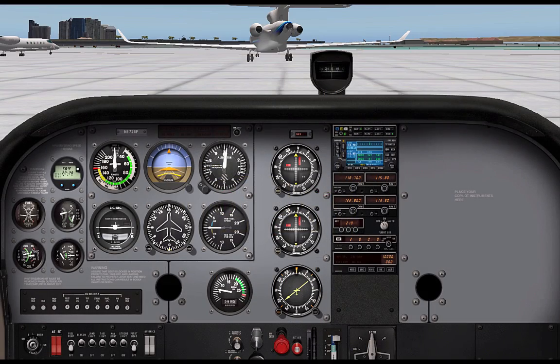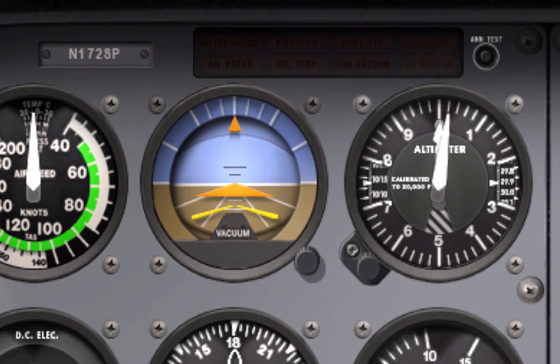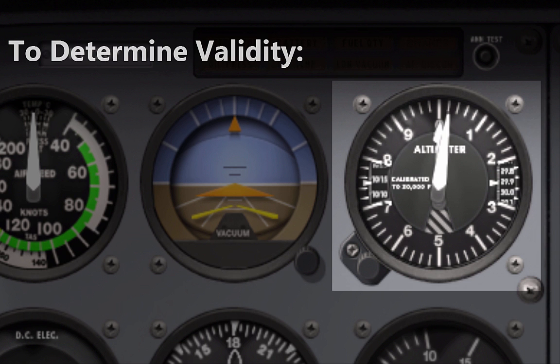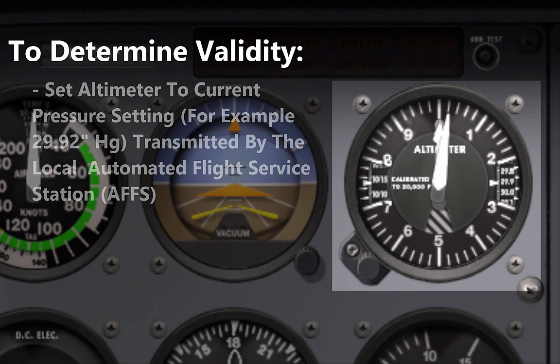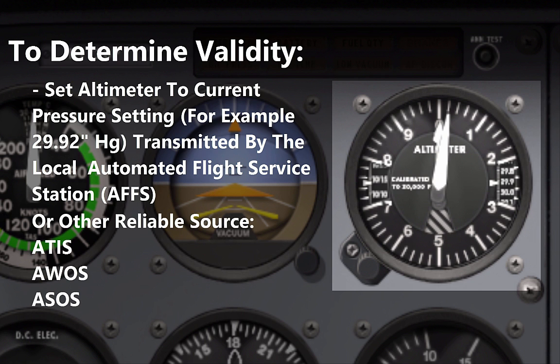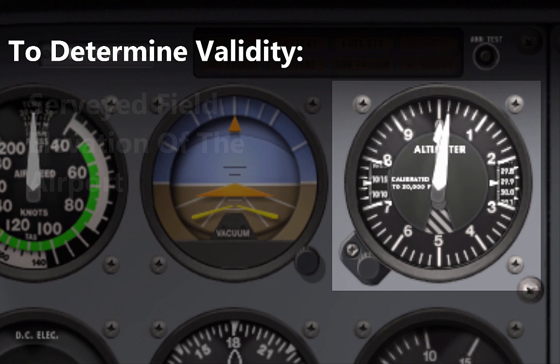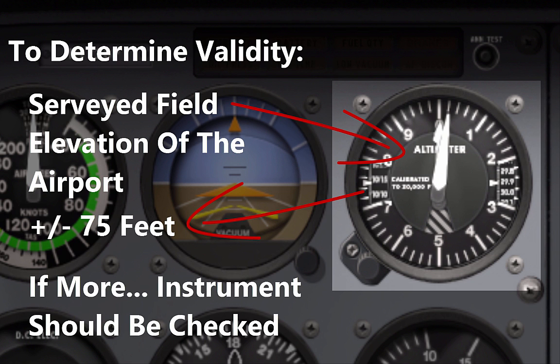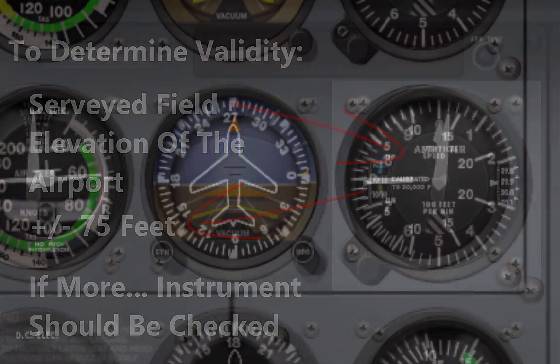Prior to each flight, a pilot should examine the altimeter for proper indications in order to verify its validity. To determine the condition of an altimeter, set the barometric scale to the current reported altimeter setting transmitted by the local automated flight service station, AFSS, or any other reliable source, such as ATIS, AWOS, or ASOS. The altimeter pointers should indicate the surveyed field elevation of the airport. If the indication is off more than 75 feet from the surveyed field elevation, the instrument should be referred to a certificated instrument repair station for recalibration.